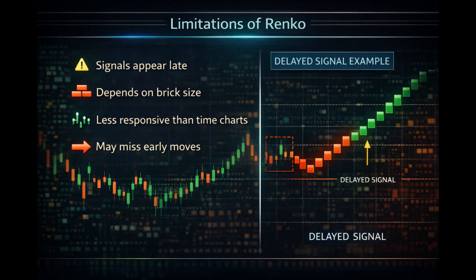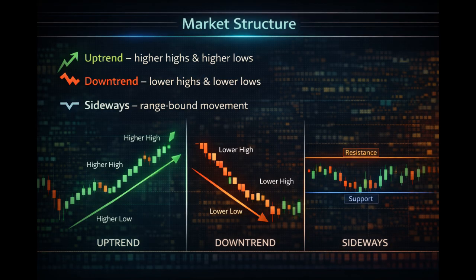Renko brick formation. Renko bricks are created only when price movement exceeds the brick size threshold. For example, if the brick size is $50, a new brick appears when price moves $50 from the previous brick. If Bitcoin moves from $70,000 to $70,050, a new brick appears. However, if price moves only $30, no new brick forms. This approach ensures that only significant price movements are displayed.